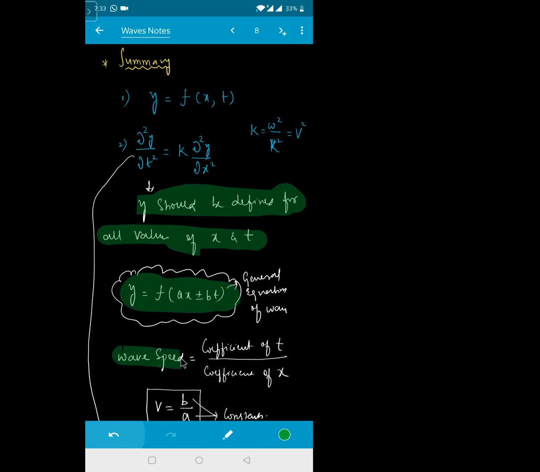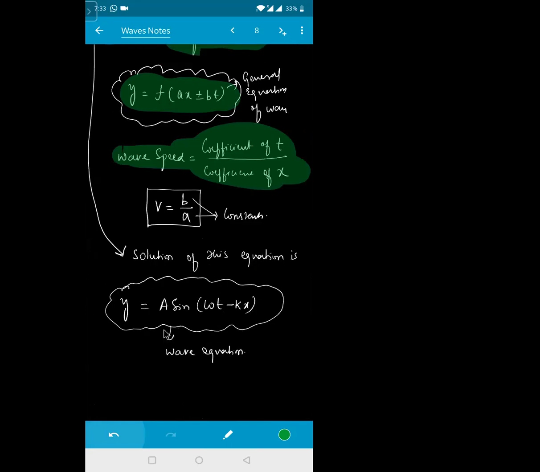Now, how do you calculate the wave speed? Wave speed is equal to the coefficient of t divided by the coefficient of x, where a and b are constants. The solution of this equation is y is equal to a sine of omega t minus k x. K is known as the propagation constant. Omega is nothing but angular frequency. This is known as the wave equation. Is it clear up to this for everyone?